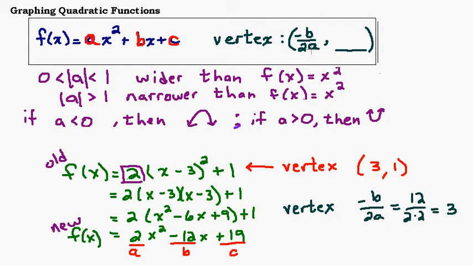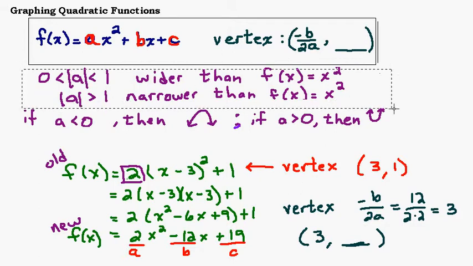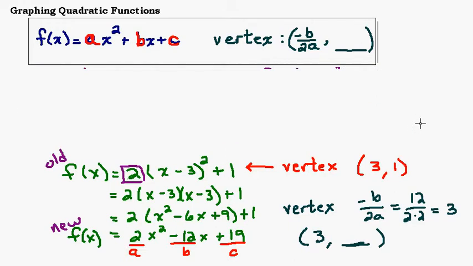Now notice in my formula box up here, I say that the vertex is at opposite of b over 2a, which is my x value, and then I have a comma and a blank space right here. To figure out what goes in that blank space, you simply plug your x value back into your equation to figure out what your y value would be. If you don't have this stuff in purple written down, you might want to pause the video and do that, because I'm going to erase it.